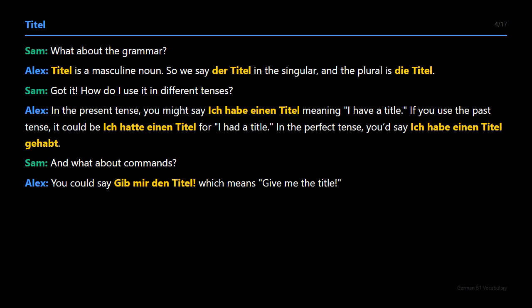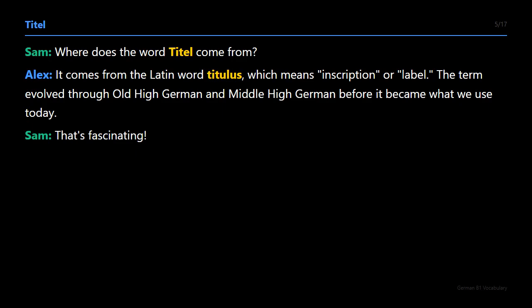Where does the word Titel come from? It comes from the Latin word Titulus, which means inscription or label. The term evolved through Old High German and Middle High German before it became what we use today.